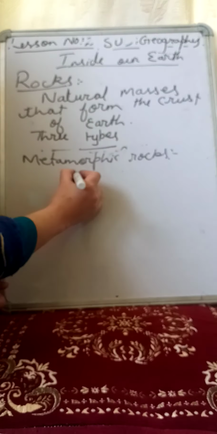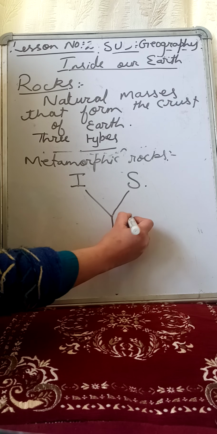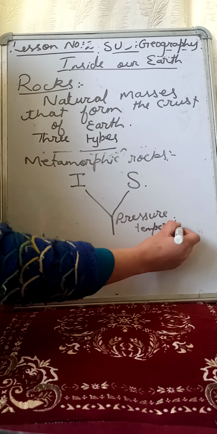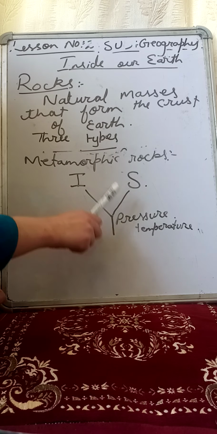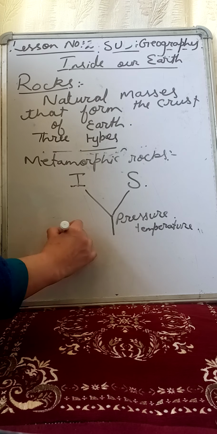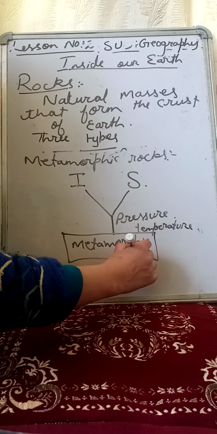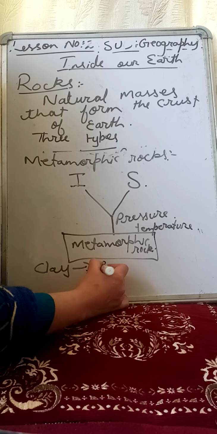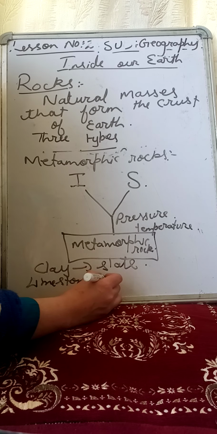Metamorphic rocks are formed when an igneous rock or a sedimentary rock comes under high pressure or temperature. A different type of rock is formed because of the pressure or temperature that is exerted on an igneous rock or a sedimentary rock. That rock is known as metamorphic rock. For example, if clay is under great pressure, it forms slate. And if limestone is put under great pressure or temperature, it forms marble.